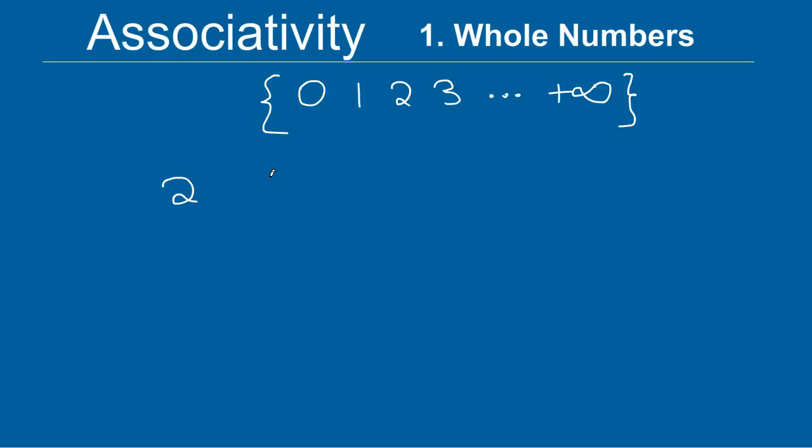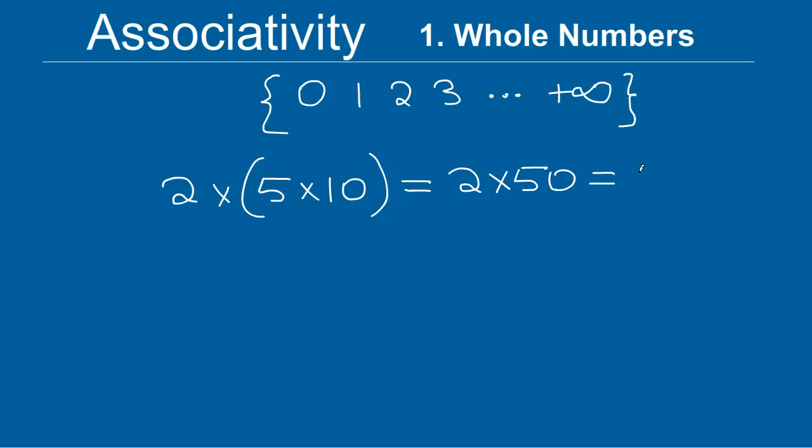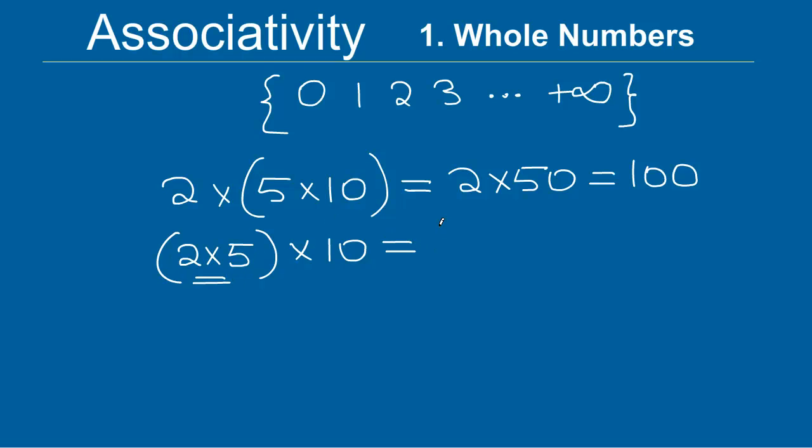So our three whole numbers, let's have 2 times within bracket 5 times maybe 10. Let's see what we get here. So this will be 2 times 5 times 10 is 50. And 2 times 50 is 100. And now we are going to find out, let's open a bracket and then 2 times 5, we will do this first, bracket close, times 10. So 2 times 5, we will do this operation first. So we will get 10 here. And then we multiply this by this 10.